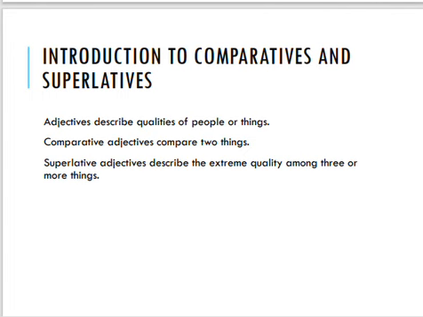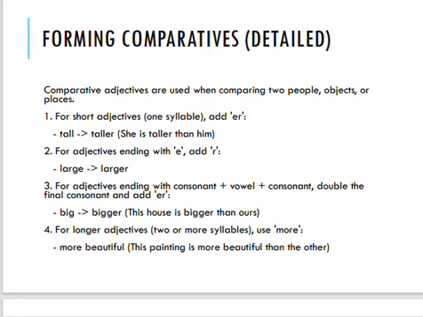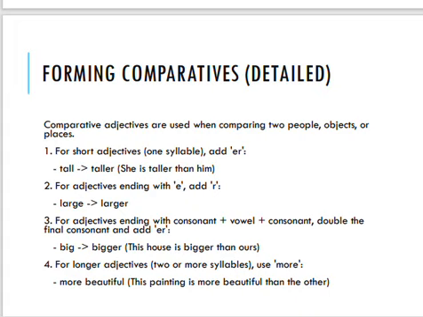To form a comparative adjective, we compare two things. There are a few important rules we need to follow based on the length of the adjective and its spelling. 1. For short adjectives, usually one syllable, we add "-er" to the end of the word. For example, tall becomes taller. We can say, she is taller than him.